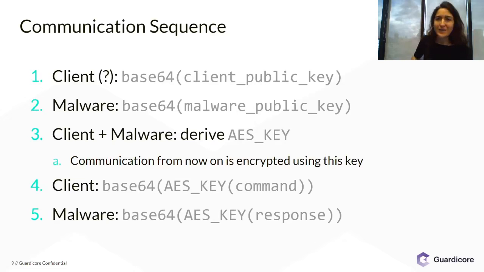So the client can send its command encrypted with the symmetric key, and again, base64 encoded, and the malware sends the response in the same manner. This was really nice, but of course, my next question was, what is it for? Why do we exchange keys? Why do we start communication? And what are the commands that are supported in this type of traffic? What is the malware expecting to receive?